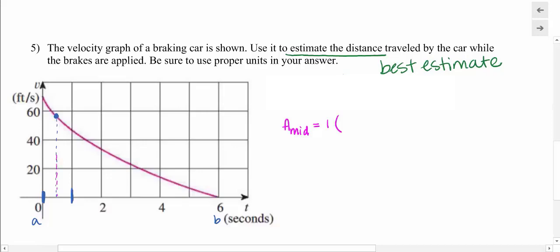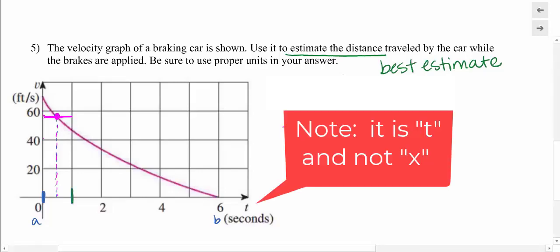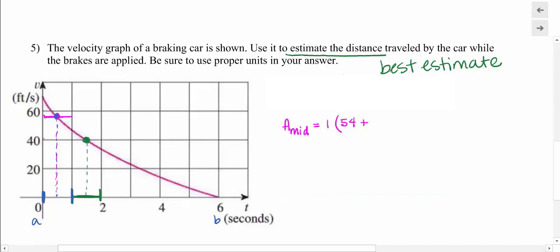However, the height of the rectangle is now determined by the midpoint. So this one looks, I don't know, about here. And what's even harder is each of these y increments is 20. So maybe that's 54. You're going to kind of estimate here as you wish. The second rectangle is going to be from x equals 1 to x equals 2, right? 1 wide. So the midpoint, so go about halfway. Ooh, that one's nice, about 40.